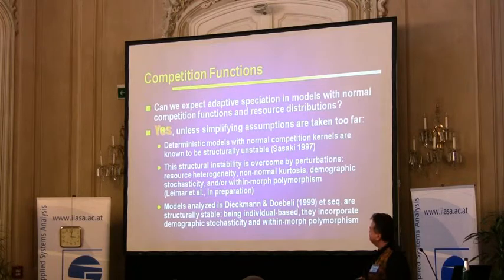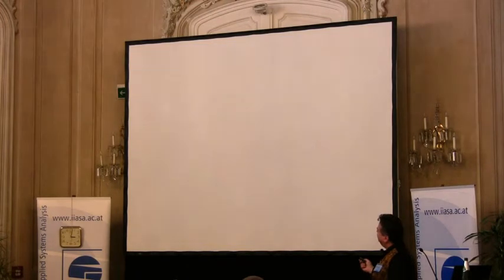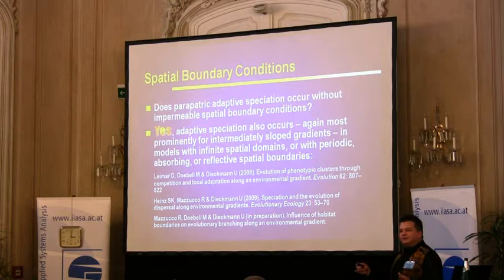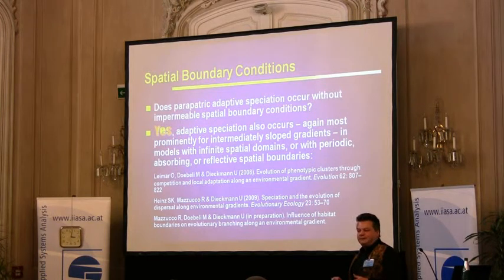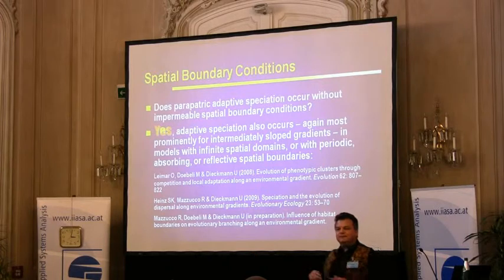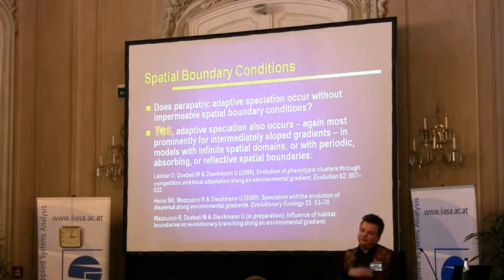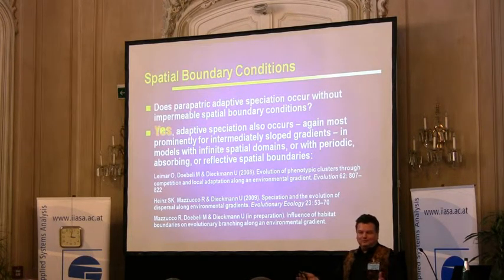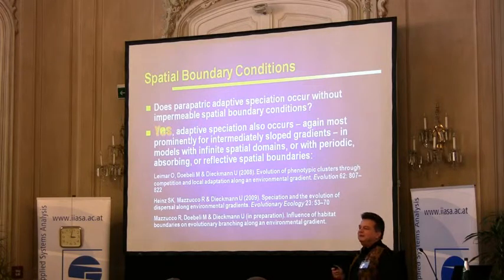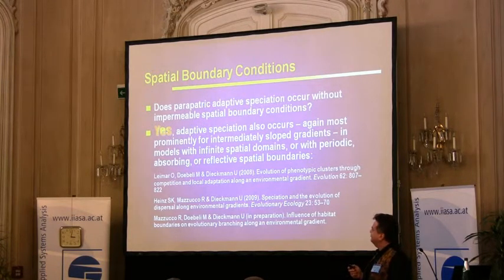And finally, people have asked whether the spatial boundary conditions in these models matter. And the answer is, well, they matter a little bit, but actually the branching process goes through even if you have infinitely extended ranges without any boundaries, or when you have periodic boundaries, or when you have reflective boundaries, or when you have absorbing boundaries. So for all these processes, the spatial adaptive speciation works just as well.